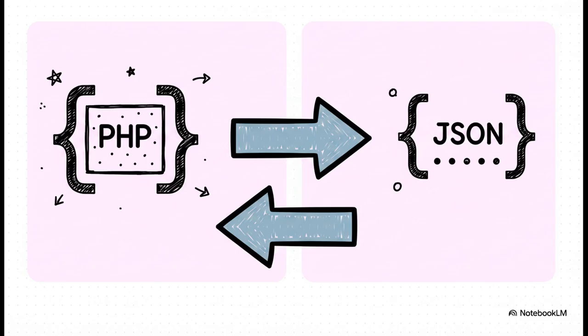Got a PHP array you want to send? Zap it with JSON encode, and it becomes a neat JSON string. Got a JSON string coming in? Hit it with JSON decode, and it pops right back into a PHP variable you can use. It's a perfect two-way street for your data.